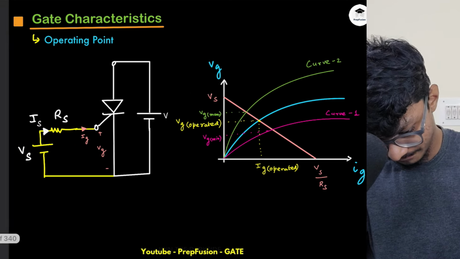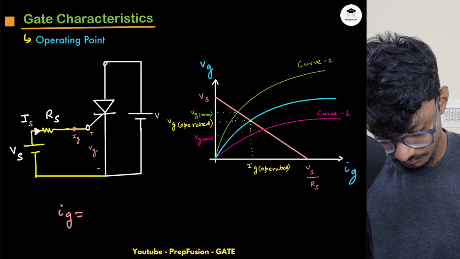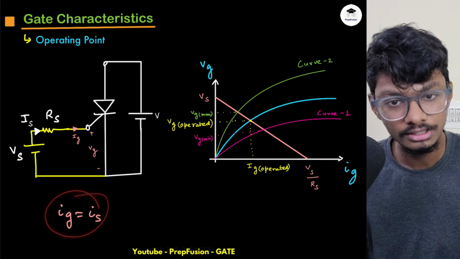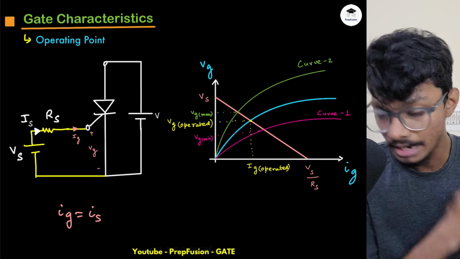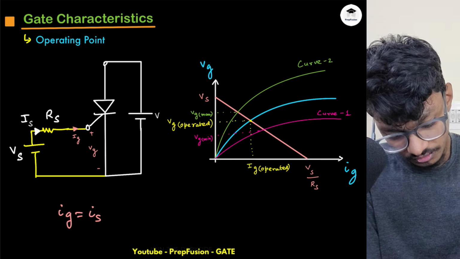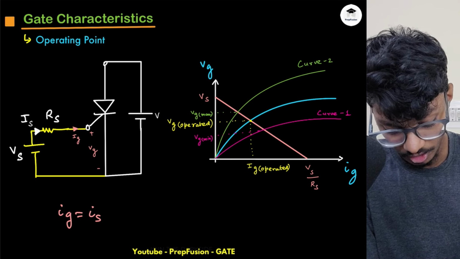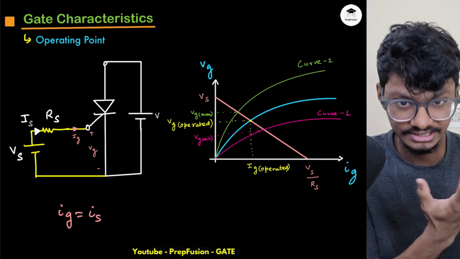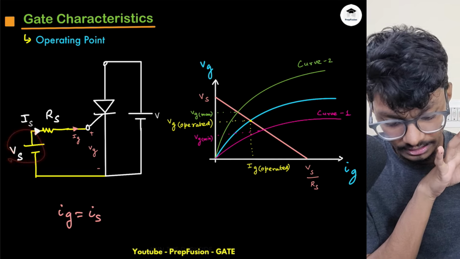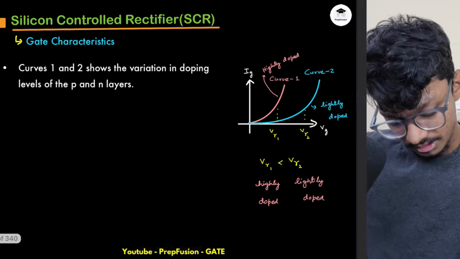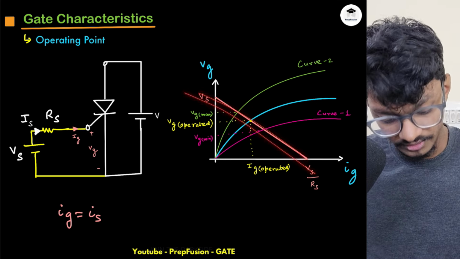Okay, IG and IS are the same. So if IG and IS are the same, how do I find out the operating point? Like in BJT classes or in MOSFET, you find out the operating point for what value of the source voltage crosses the curves. So here, this curve I have drawn upside down just to draw the load line. What is this? This is a load line, right?